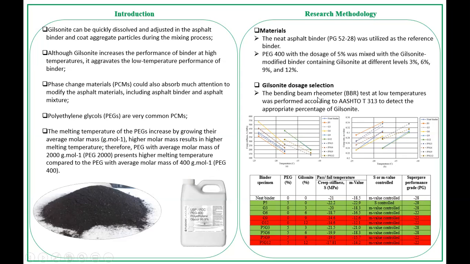And the first test that we did was the BBR test because we wanted to find the samples that don't decrease the low temperature performance of modified binder. So we just used the green highlighted specimens, because samples containing more than 6% Gilsonite decrease the low temperature performance compared to the neat binder.